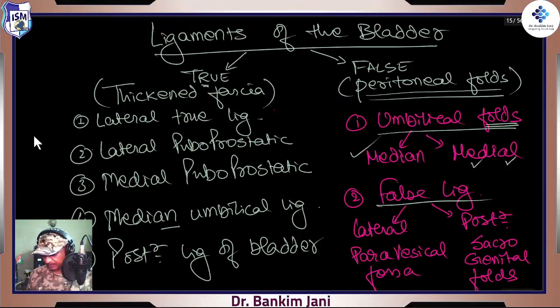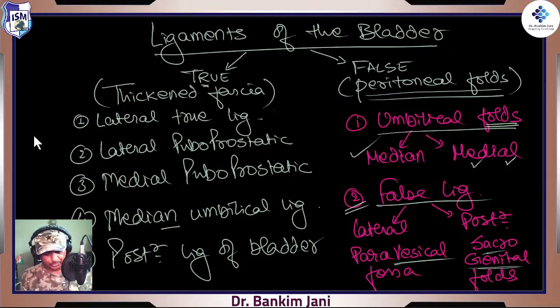So over here, these are the false ligaments, the lateral and the posterior. So this is like the paravesical fold, paravesical and sacrogenital folds. Regarding this part, we'll be watching it when we come to the reproductive system, from tomorrow and the day after tomorrow. One day we'll take the female reproductive, then the male reproductive, and finally the last topics. At that point, these folds will make more sense.